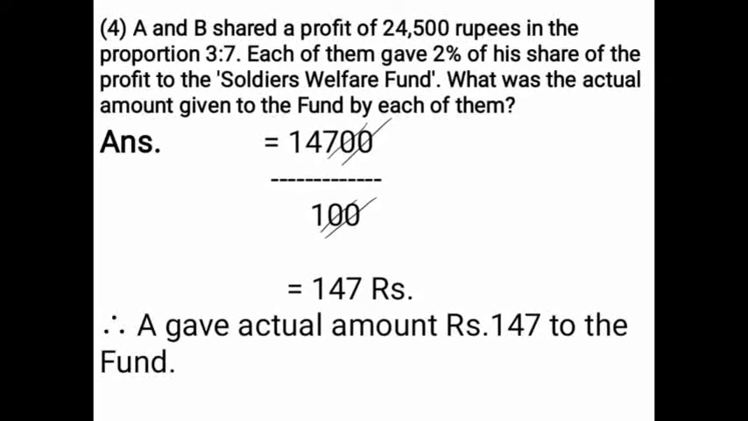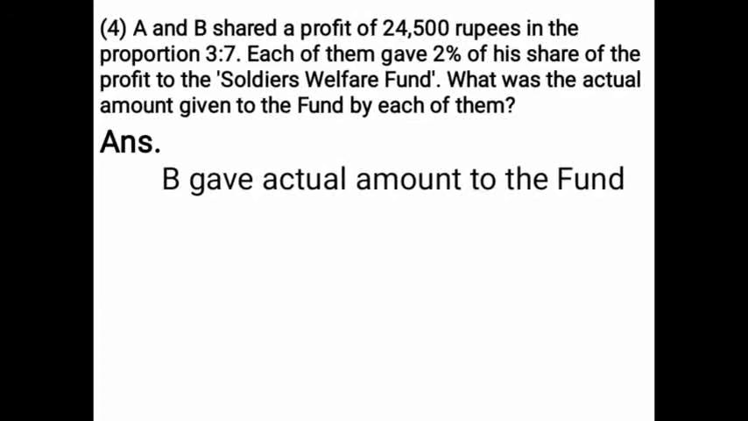Now you have to find B gave actual amount to the fund, because both A and B gave 2% of his share of the profit to the soldiers' welfare fund. B gave actual amount to the fund is 2% of B's profit, that is 2 upon 100 into 17,150. You can multiply this, 17,150 into 2.